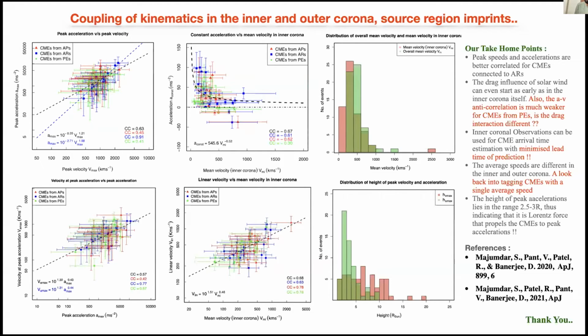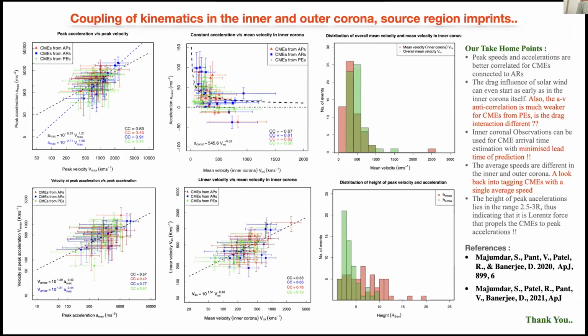And that again gives a good indication of why it is important to consider the imprint of source regions as far as the statistical understanding of kinematics of CMEs is concerned. And further, that is also supported if you look into the figure in the bottom panel on the left-hand side. We plot the velocity at peak acceleration that is experienced by the CMEs versus the peak acceleration. And once again, the same thing is manifested.